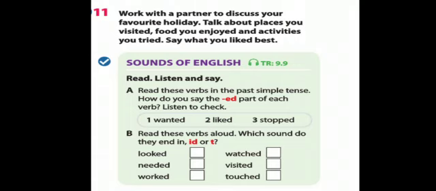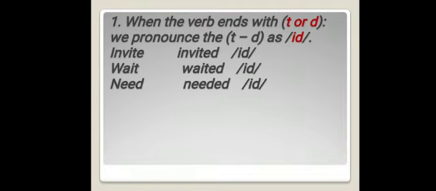Okay. How can we read the ed letters? Let's see. When the verb ends with T or D, we pronounce the ed as ID. For example, invite, and the past will be, we will add only D. So I will read it as invited. So you will read the ed as ID. Number 2, wait, waited. Need, needed. So remember, if your verb ends with T or D, you have to read the ed letters as ID.